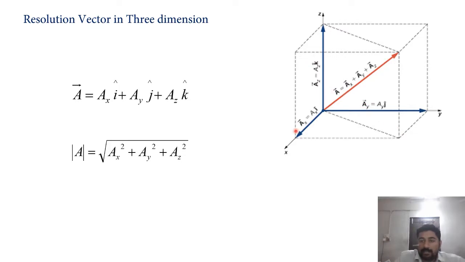a x is equal to the projection, a cos theta. This is the projection of a vector along the different directions. The magnitude is represented by the root of a x square plus a y square plus a z square.